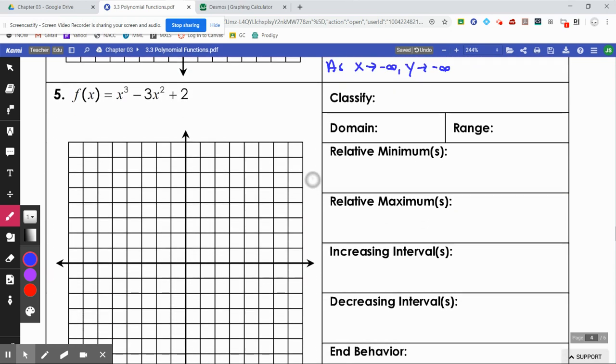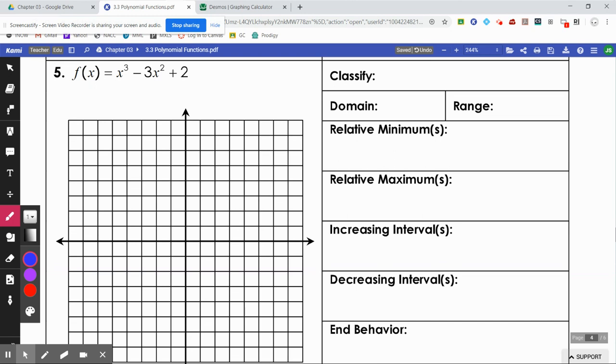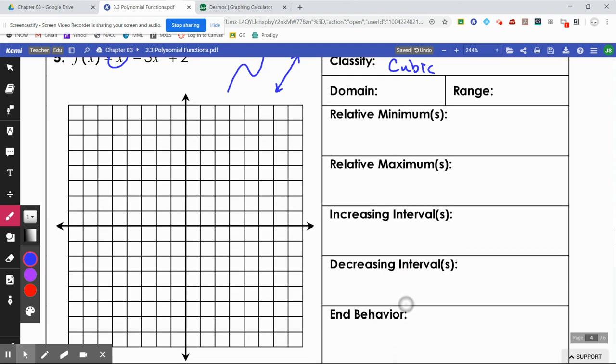Next graph, number 5. X to the 3rd, this would be another cubic function. If you don't remember, a cubic function should look something like this. Again, you can go by the x to the 3rd. It looks like a linear, which would be x to the 1st, since it's positive x to the 3rd, except it's going to have an extra heel in the middle.